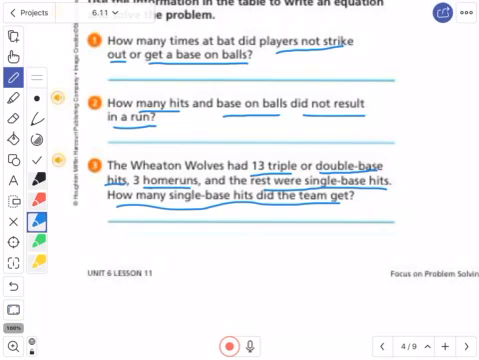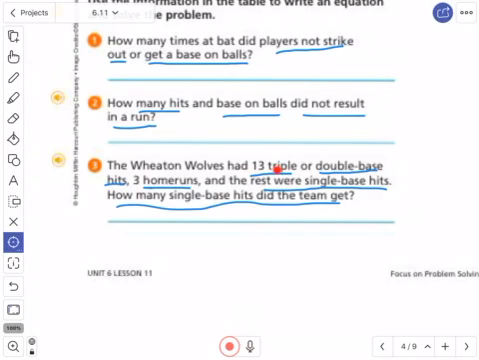Multi-step problem for sure. So 1 single step and 2 multi-step. So they had 13 triple or double base hits. So that's triple and double together. So it's not like they got 13 triple and 13 double. They just had 13 triple and double together. 3 home runs. The rest were single base hits.